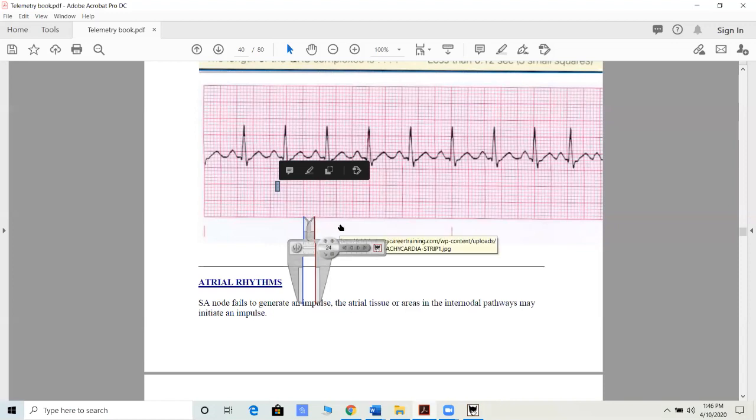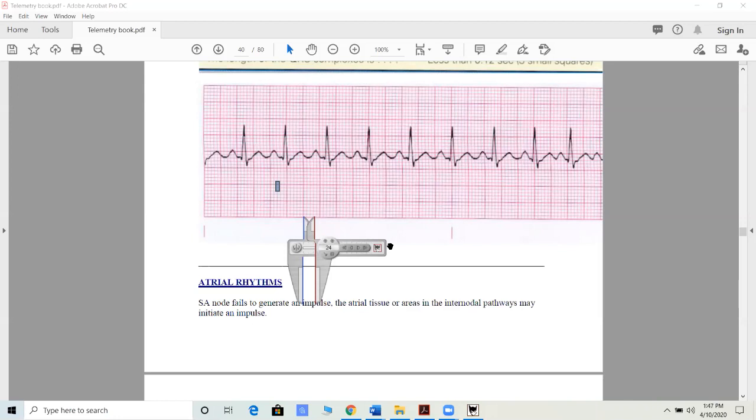So the PR, what are you guys getting? What are we all getting here for the PR? About 4 boxes, 0.16, yeah, PR is 0.16, and it can be between 0.12 and 0.20. Very good. Could be a little less than that. 1, 2, 3. Yeah. So between 0.12 and 0.16, roughly, but it's still within the normal range.